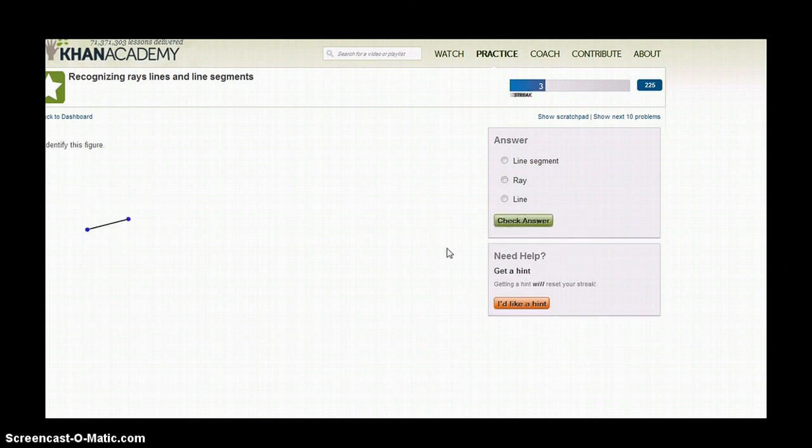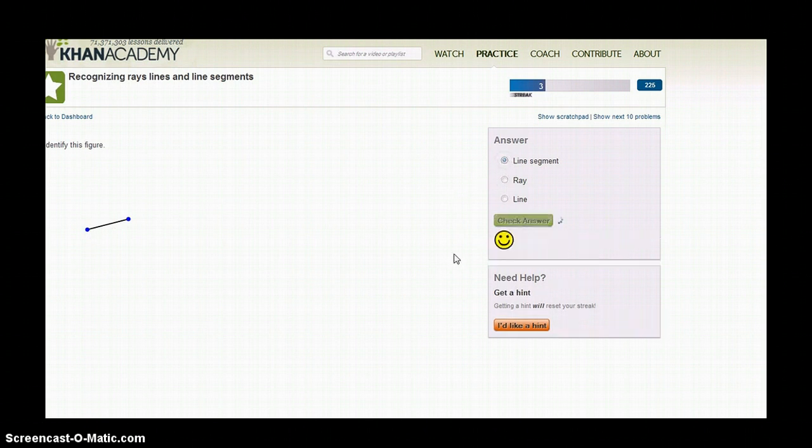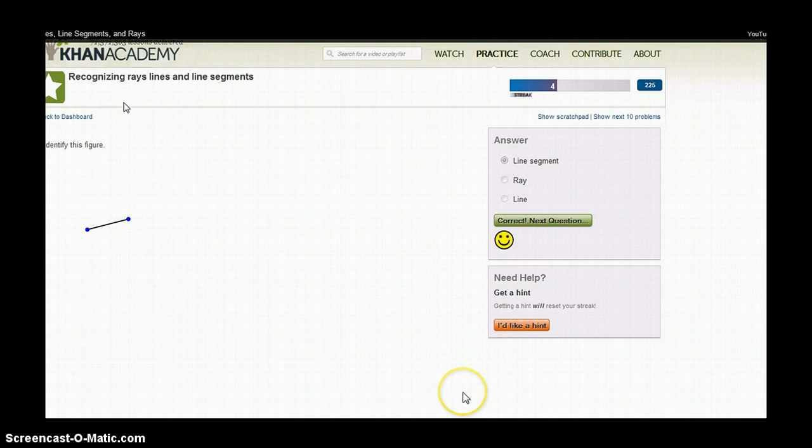So let's do another question. This right over here, you have a starting point and an ending point, or you could call this the start point and the ending point, but it doesn't go on forever in either direction. So this right over here is a line segment. There you go. So hopefully that gives you enough to work your way through this module. And you might notice when I did this module right here, there is no video, and that's exactly what this video is. It's the video for this module.